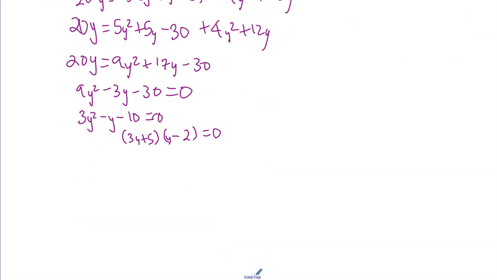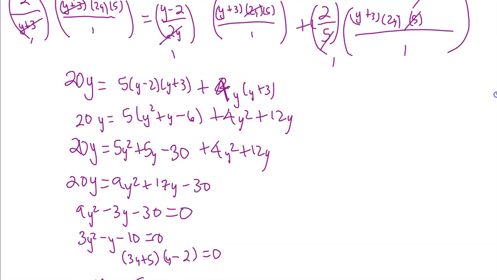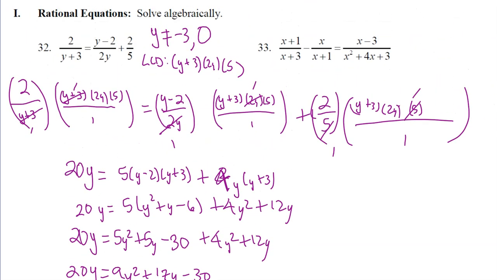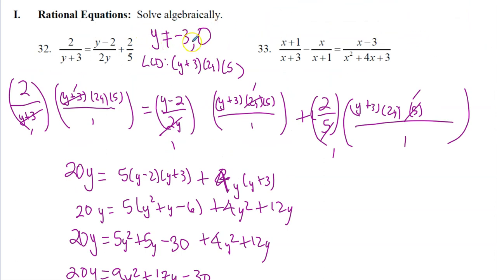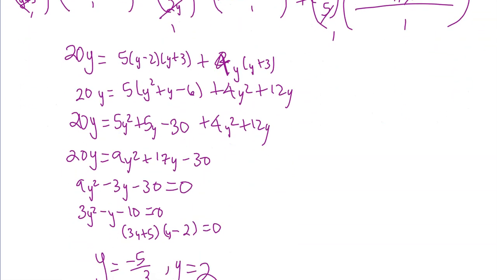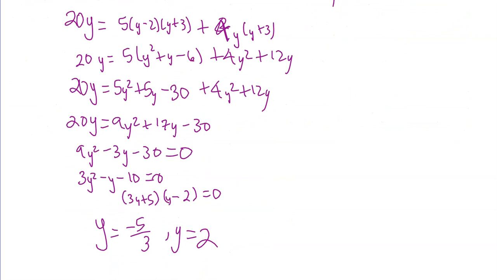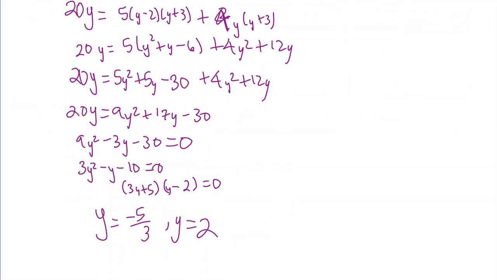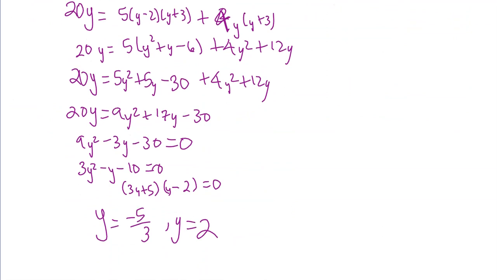I'm going to extend my page. So y is equal to, remember, so take the 5, negative 5 over 3, and y is equal to 2. Let's check those against our, excuse me, extraneous values. So the negative 3 is good, 0 is good, so those should both be solutions to the rational equation. Let's graph it out and see what we get.